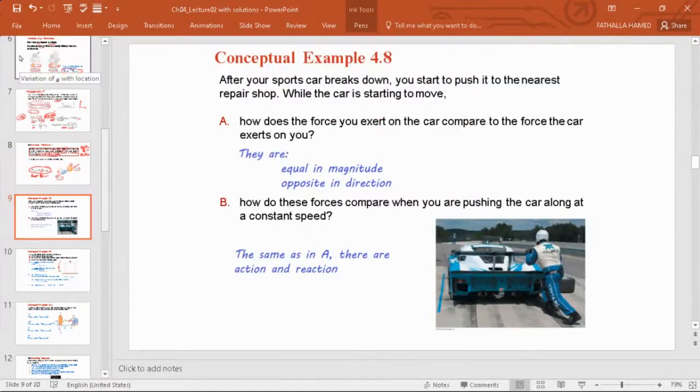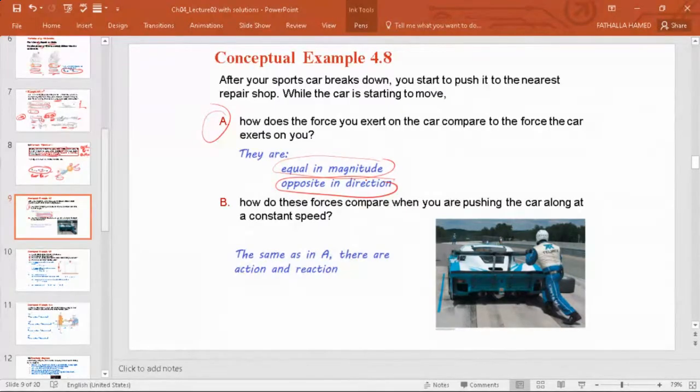Now, let's take another example here. After your sports car breaks down, you start to push it to the nearest repair shop while the car is starting to move. They ask these questions. How does the force you exert on the car compare to the force the car exerts on you? You know right away by Newton's third law, these two forces are equal in magnitude and opposite in direction.